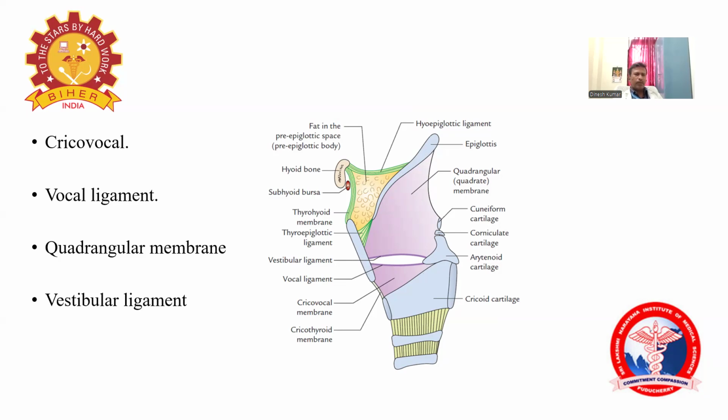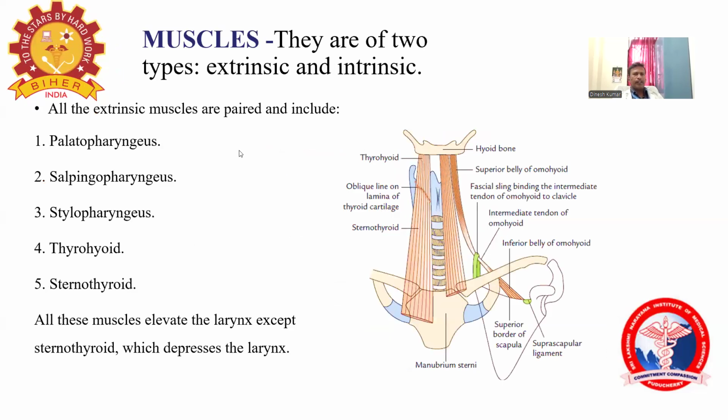Next is the quadrangular membrane. This is a thin broad sheet. It extends from the upper surface of the epiglottis to the superior surface of the cuneiform cartilage. It runs backwards and attaches to the posterior surface of the thyroid cartilage and the thyroepiglottic ligament. So these are the two ligaments. The last one is the vestibular ligament, which is already discussed. One is the vocal ligament; the other, the vestibular ligament, extends towards the posterior surface to the arytenoid cartilage.